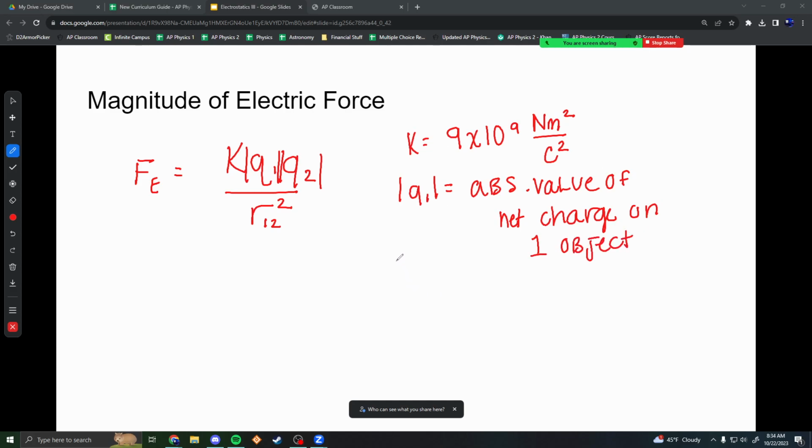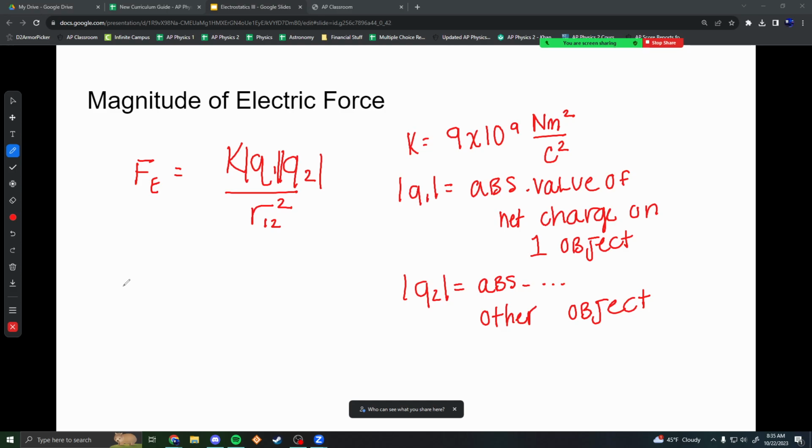And then Q2 is the same thing, except it's the magnitude, the absolute value of the net charge on the other object. And I'm not going to write all that out. I'm all messed up with this new toolbar over here. And then once again, R is the distance between them. So this becomes a little bit challenging.